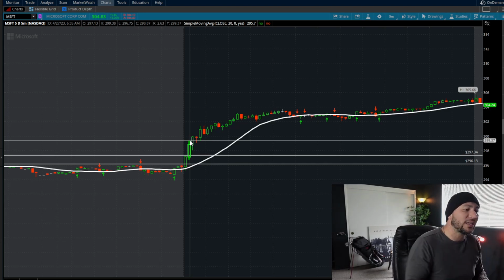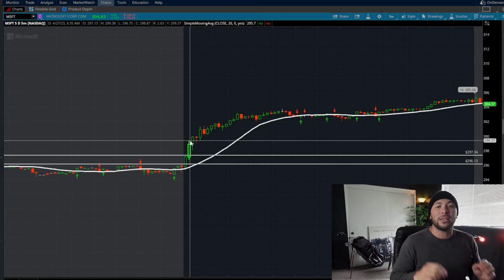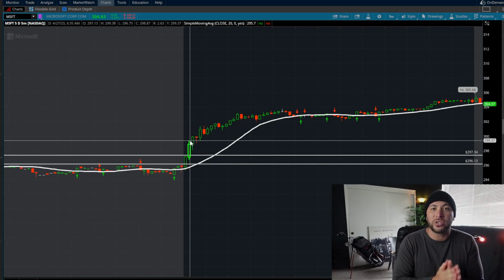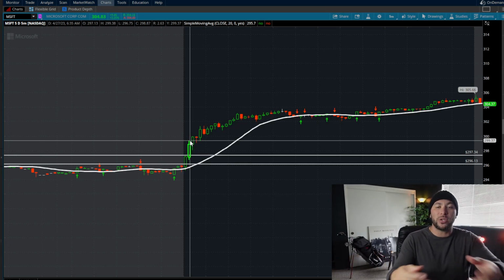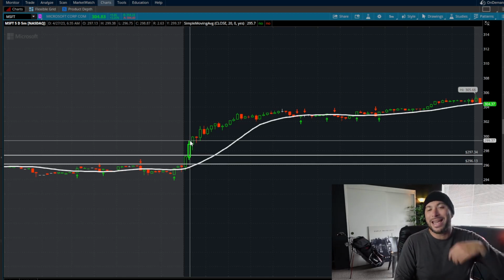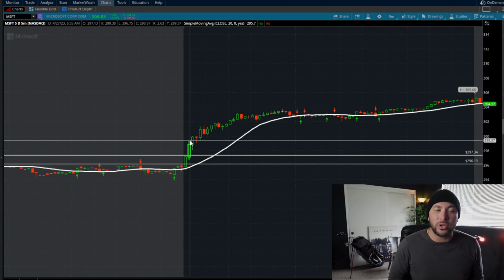What I'm trying to tell you guys is this: the more times you can extract money out of the market and walk away, you are doing yourself a favor. The more times you extract money out of the market and then sit there and look for another trade and another trade and another trade, you're going to chop yourself up, you're going to give back all your profits, and you're going to blow your account, especially if you're trading a small account.